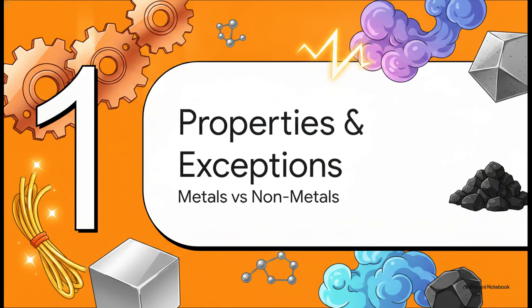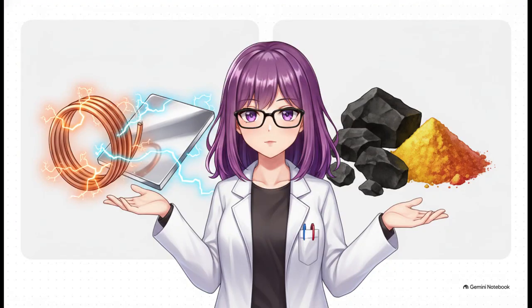Section 1. Properties and key exceptions. Now, to truly understand anything, you gotta know what it looks like on the outside first, right? So let's establish the fundamental differences between metals and nonmetals. All right, let's start with the absolute basics. On one side of the ring, we have metals.